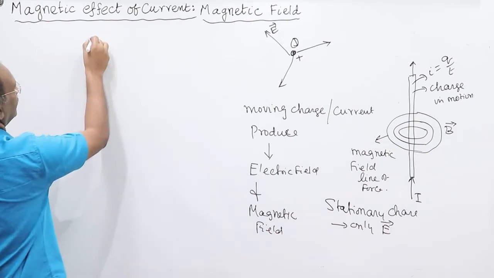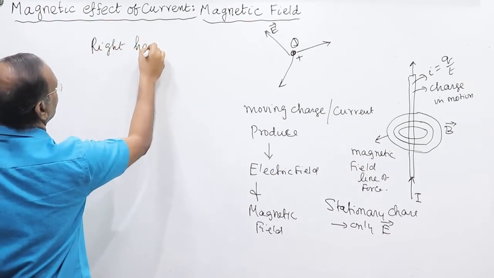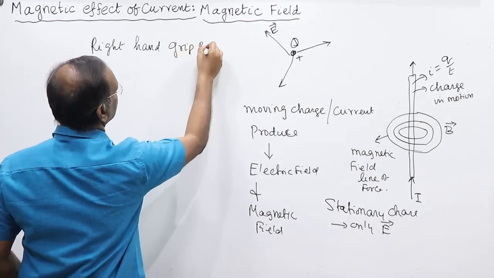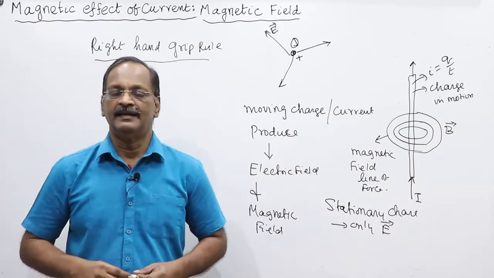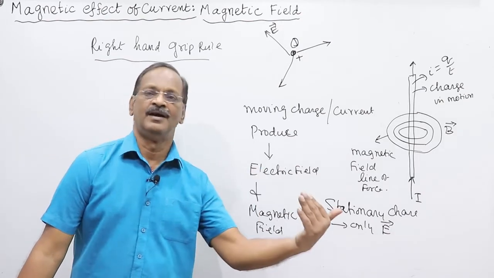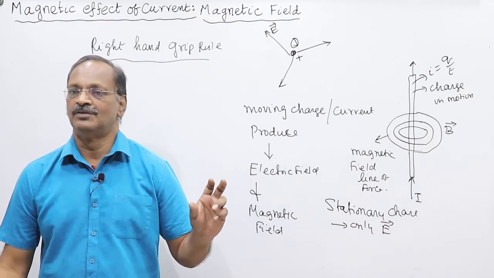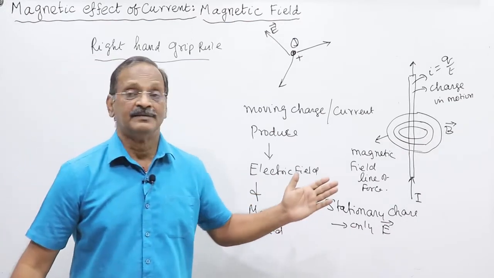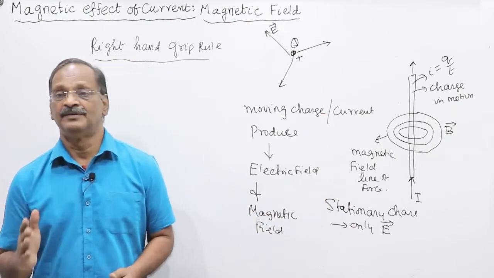See here, so many rules will come. A current carrying conductor will produce magnetism, and that magnetism will give you force on a moving charge. The force is a vector quantity, so we should know the direction of force. Now here, we have to find out the direction of the magnetic field.